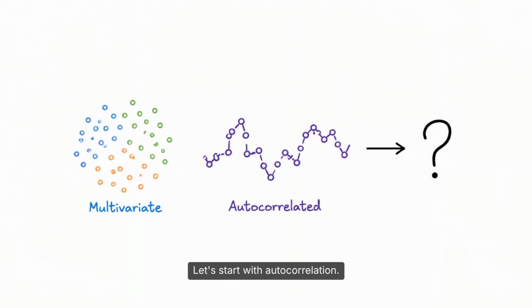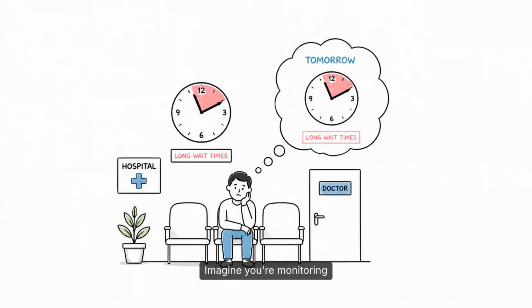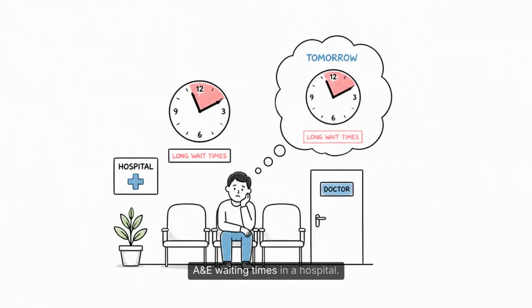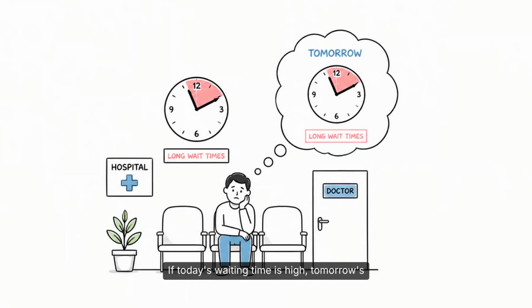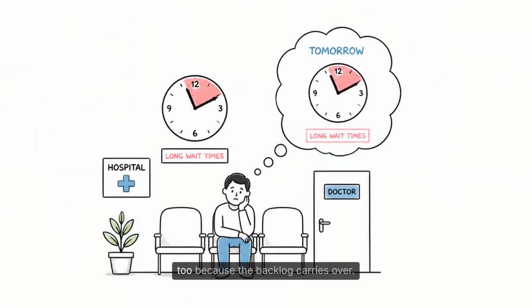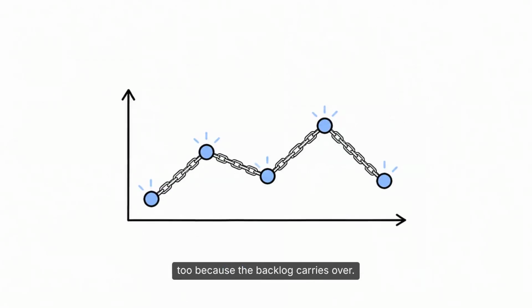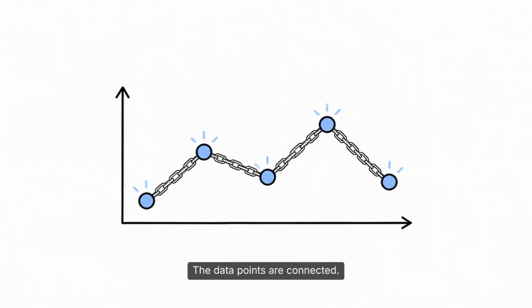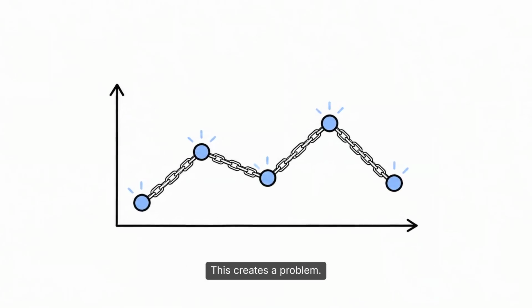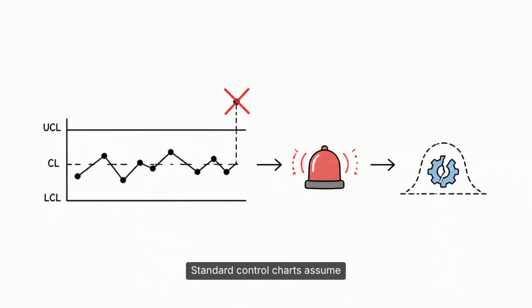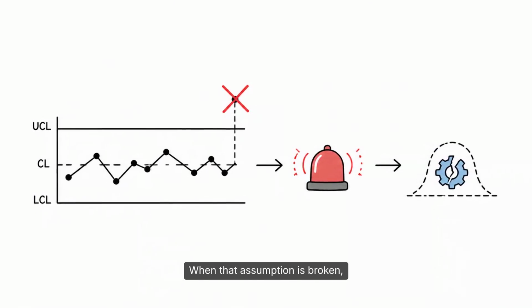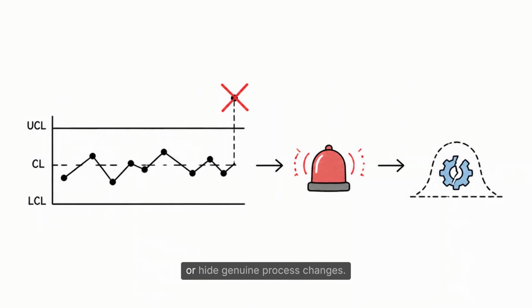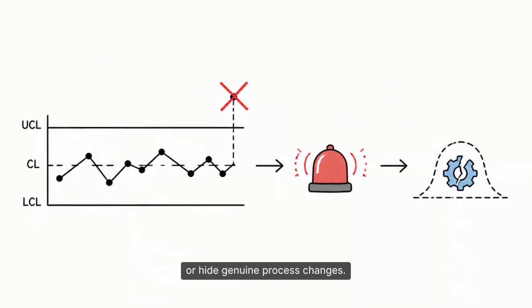Let's start with autocorrelation. Imagine you're monitoring A and E waiting times in a hospital. If today's waiting time is high, tomorrow's waiting time is likely to be high too, because the backlog carries over. The data points are connected. This creates a problem. Standard control charts assume each point is independent. When that assumption is broken, the chart can generate false alarms or hide genuine process changes.